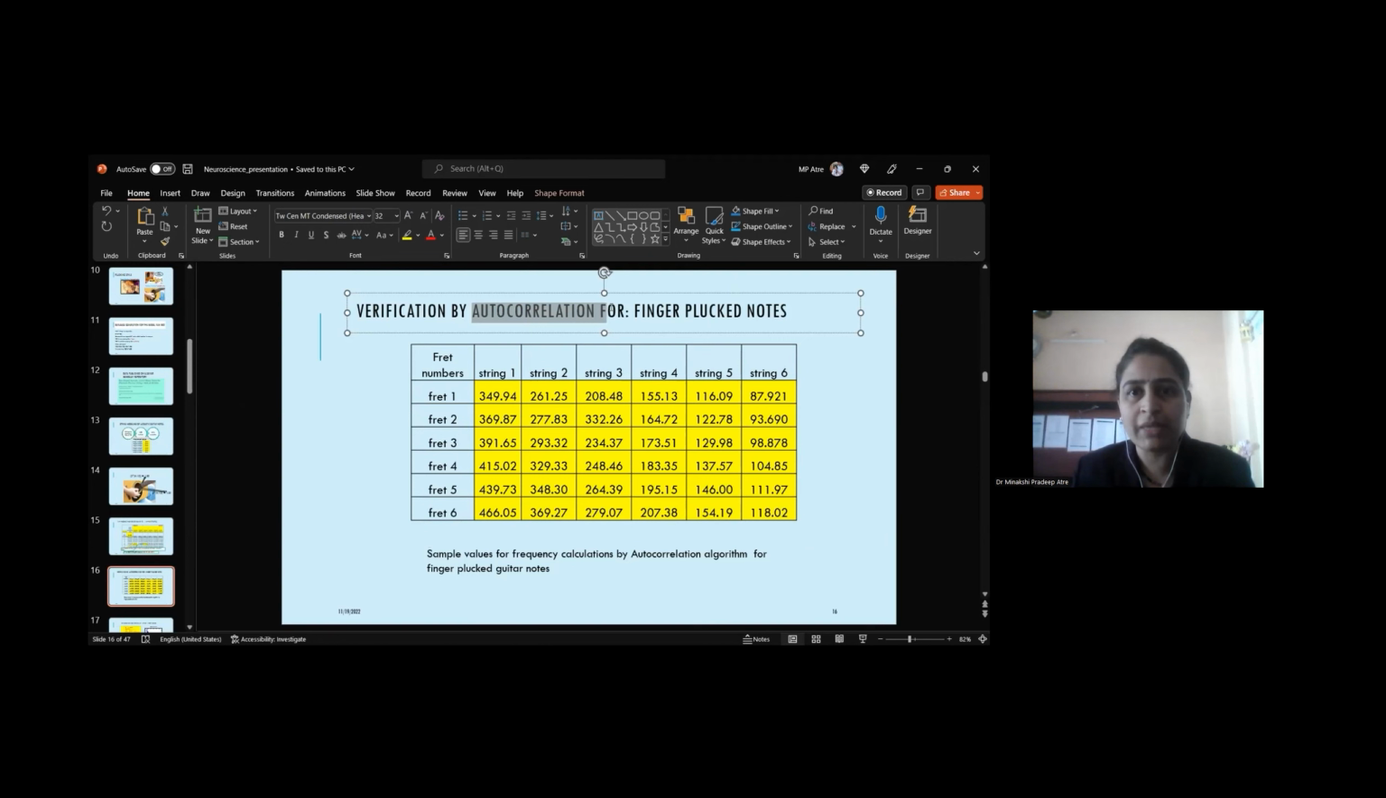Autocorrelation is a mathematical approach to checking musical note frequencies by comparing a signal with itself. Suppose we have fret 1, string 1 note; we check this note with itself and calculate the frequency. If they are the same, the peak will be high. So this is the verification of autocorrelation.